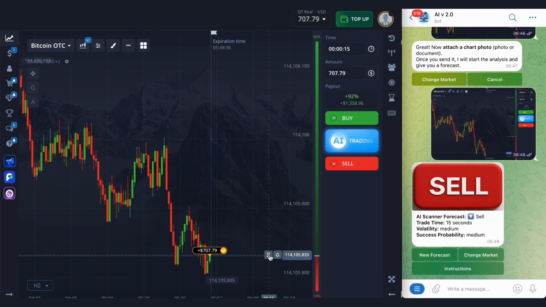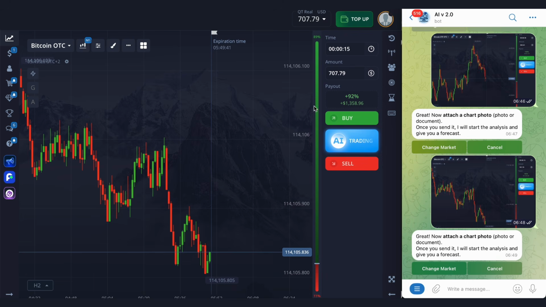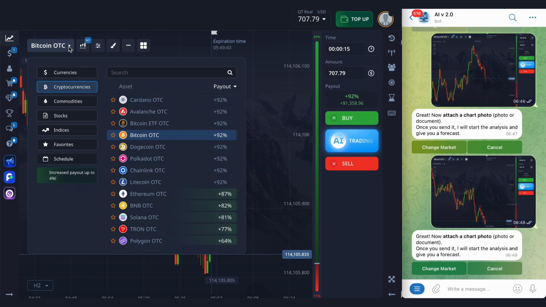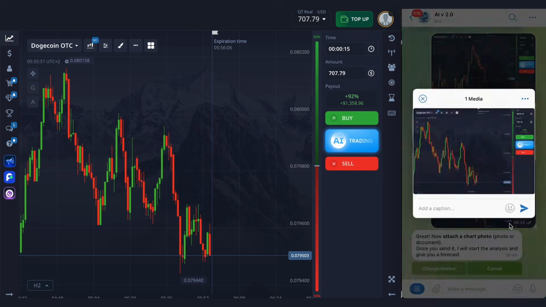Alright, it is a break even, not a win, not a loss for us. Let's go ahead and hit the market with our next trade. That's the worst scenario using your AI screener version 2.0. Dogecoin OTC. That's gonna be our next trade. Dogecoin OTC. Taking a very nice screenshot of Dogecoin OTC.